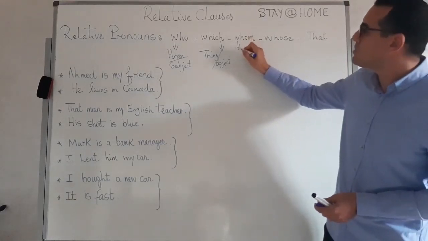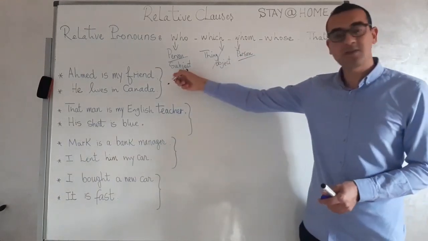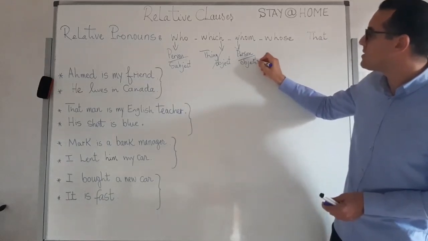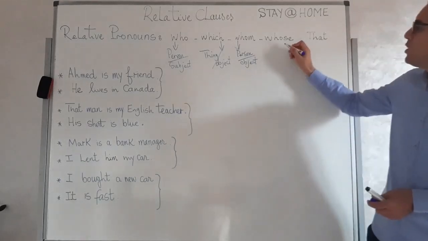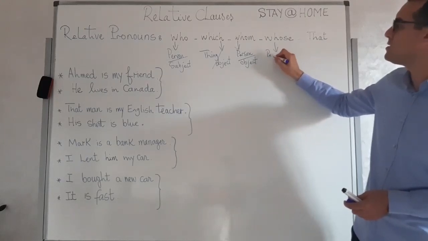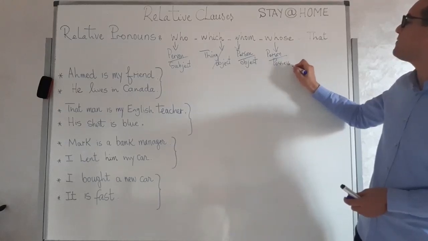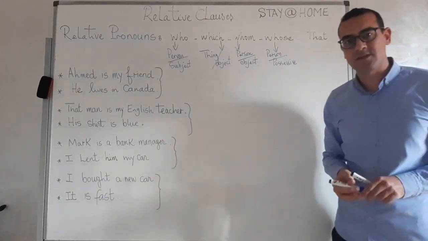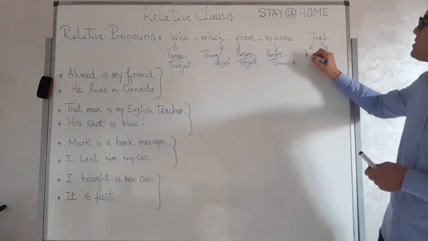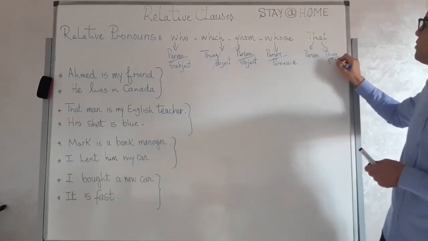Whom is used in order to refer to a person, but not as a subject. It refers to a person as an object in the sentence. Whose is used to replace, of course, a person, but in the possessive state in a sentence. That is used to replace both a person or a thing, an object here.